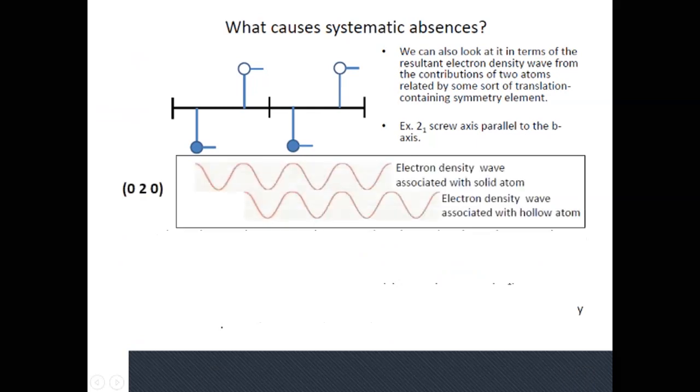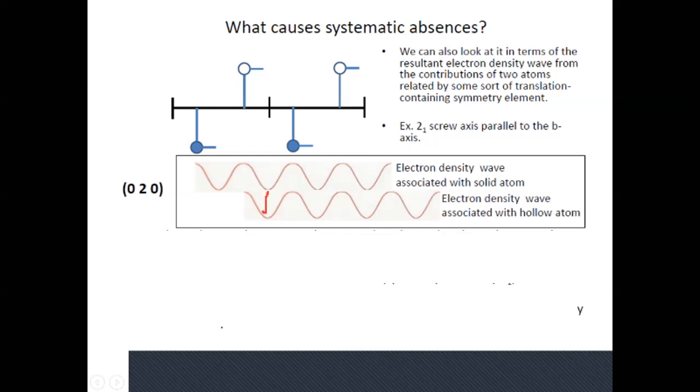So here, if we look at another screw axis parallel to the B axis, and we look at the 0, 2, 0 reflection plane. On the previous slide, we looked at an odd reflection plane. Now we're going to look at an even reflection plane, the 0, 2, 0. So it's still a screw axis parallel to B, but we're looking at the 0, 2, 0, not the 0, 1, 0.